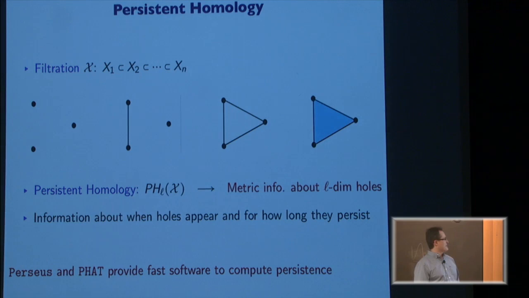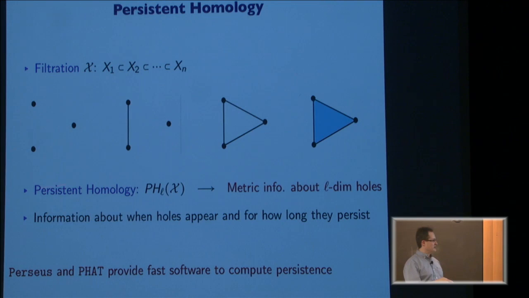So again, Rach already told us what persistent homology is, and I guess everyone here probably knows, but let's quickly go through this. In persistent homology, we're going to have a filtration, a sequence of complexes. In your case, they're going to be simplicial complexes. And persistent homology gives us, I like to think of it as giving us some kind of metric information about the holes in your sequence, in your filtration.